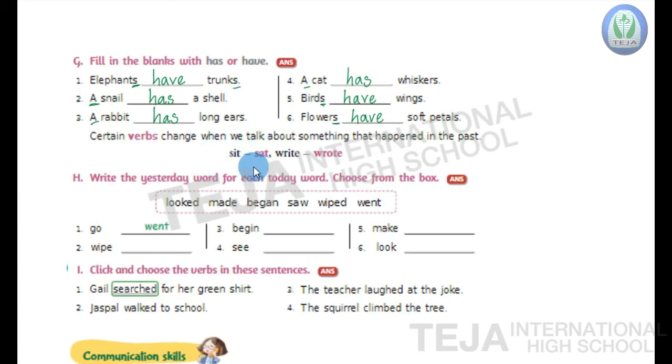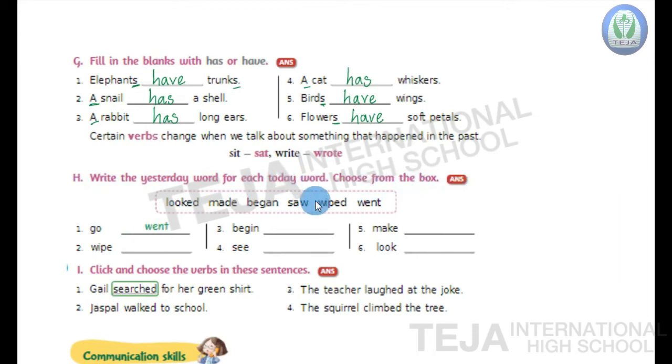So if we talk about what is going on now, that comes under the present tense. If we talk about what had happened already, that is called the past tense. So here the word sit is used when we talk about the present incident or present thing, and sat is used when we talk about something that had already happened. In the same way, write is the present tense, wrote is the past tense. Okay, present and past.